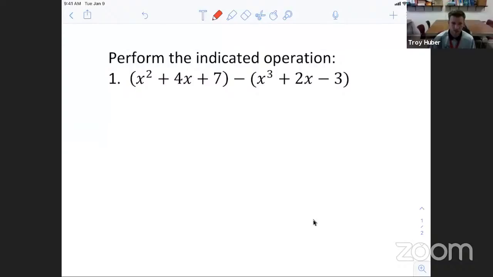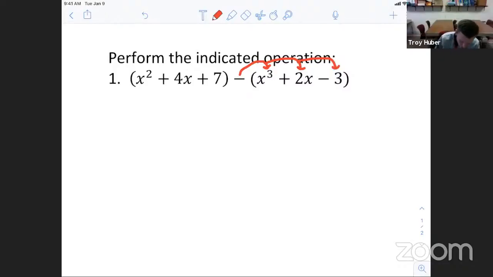Here's question number 1. In this one, we're going to be subtracting 2 different polynomials. Polynomials just deals with the number of terms. See how this has 3 terms and this has 3 terms? That's why those are both called polynomials. And we're going to be subtracting them. Whenever you're subtracting, we have to remember that this minus sign is going to get distributed to all of these terms in your second polynomial.